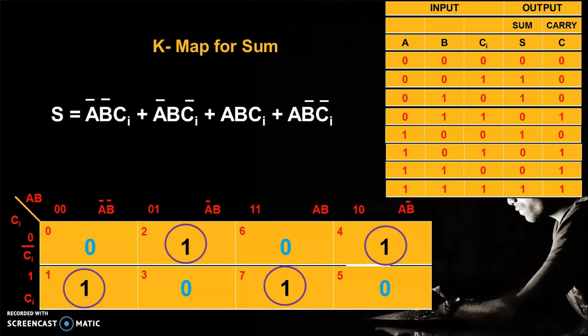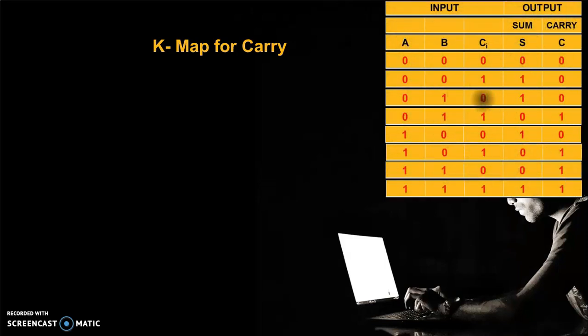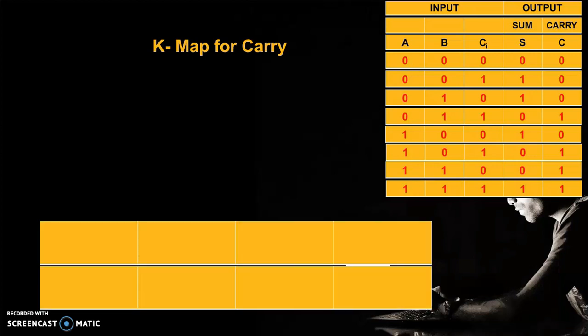So the next task will be to implement the logic circuit from the Boolean function. But before that, we'll prepare the K-map for the carry also. So now let us prepare the K-map for the carry. Again, we have the truth table just for reference. We have 3 different inputs, so 8 different cells. As usual, we are giving decimal numbers 0 to 7.